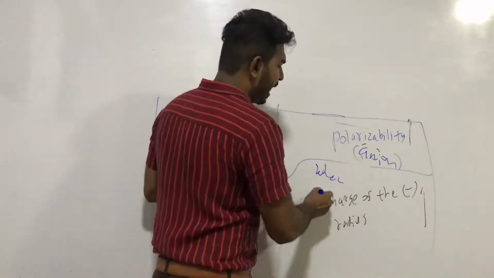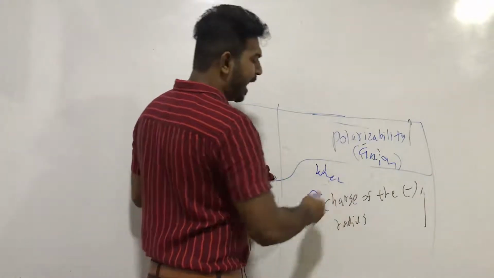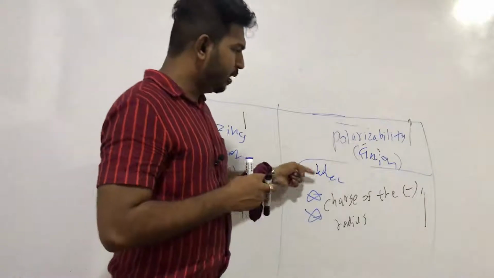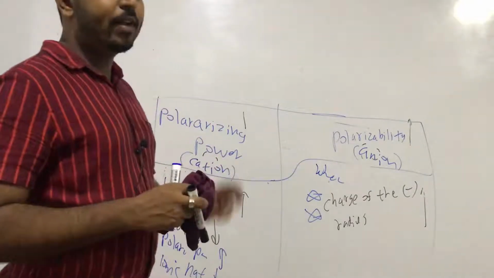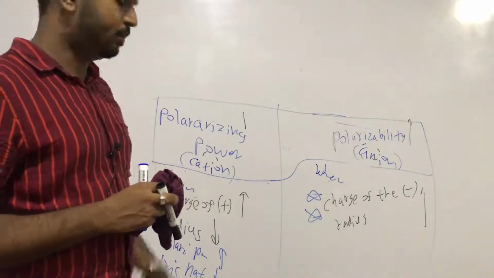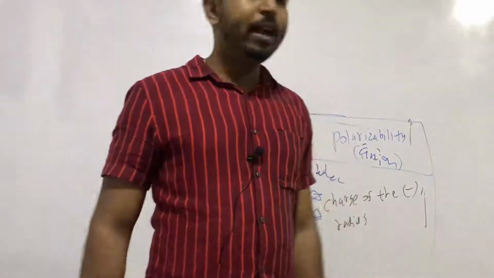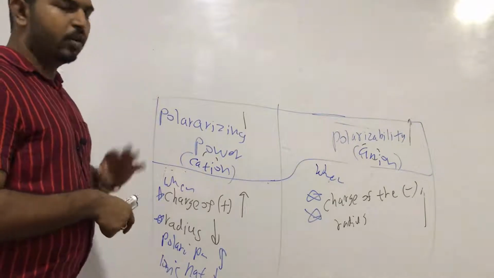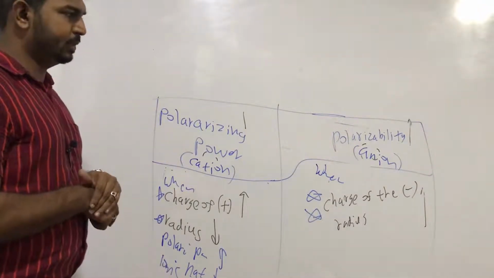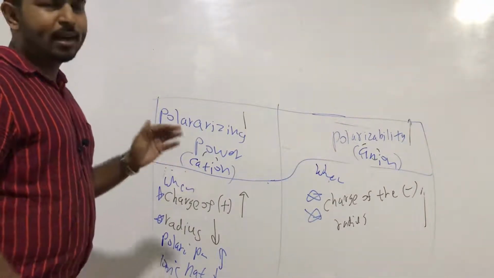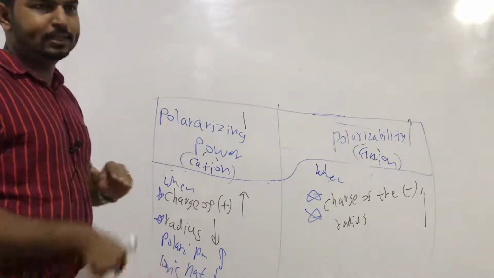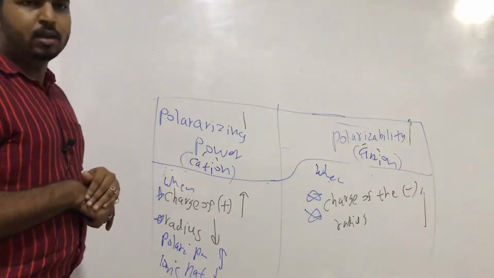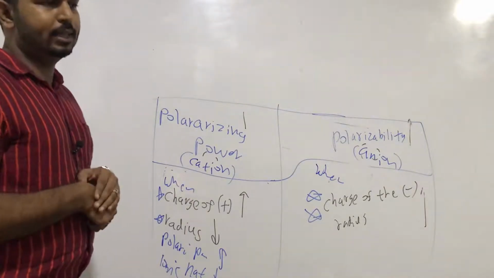When charge of the anion and radius of the anion increases, polarizability increases and ionic nature decreases.